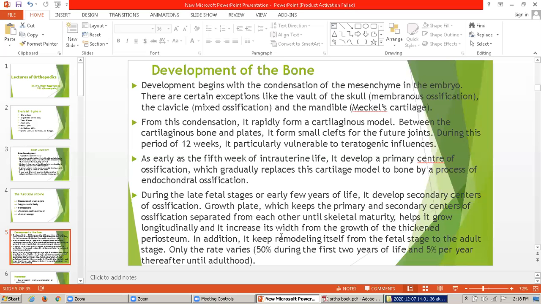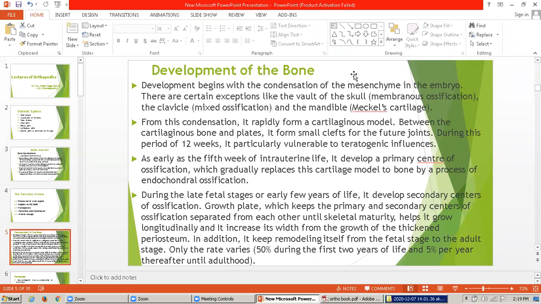In addition, it keeps remodeling itself from the fetal stage to the adult stage, and only the rate varies: 50% during the first 2 years of life and 5% per year thereafter until adulthood. So, this is about the development of the bone. In that, we can see how the bone is developed from the stage of the embryo to adult life.